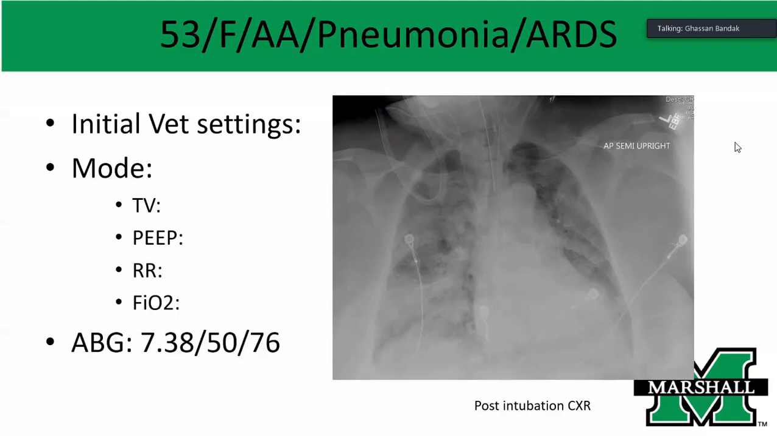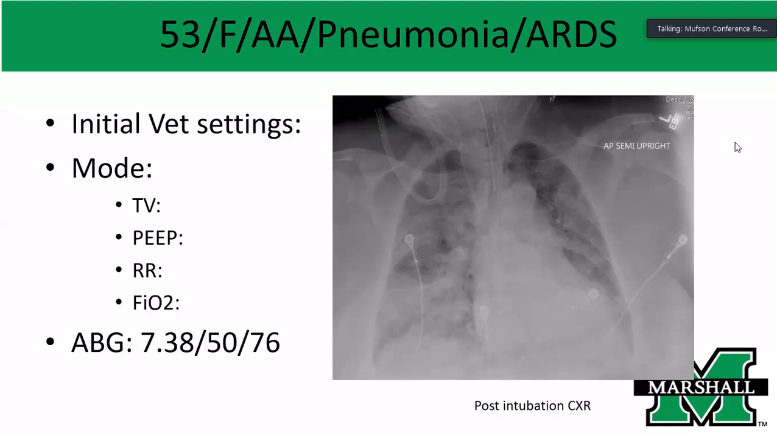This is your first gas: pH of 7.38, a PCO2 of 50, a PO2 of 76. The ventilation settings that you used were a tidal volume of 350, a PEEP of 18, right? Respiratory rate of 25, FiO2 of 100%. Would you do anything different, or would you continue the same strategy? And both answers, I think, can be valid.